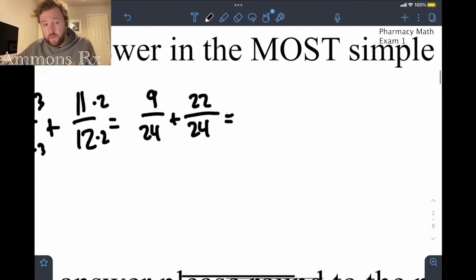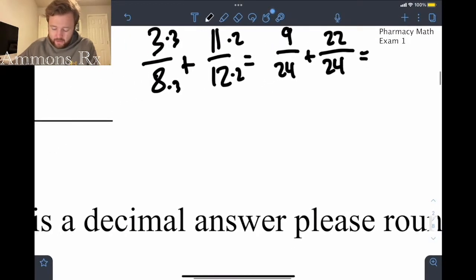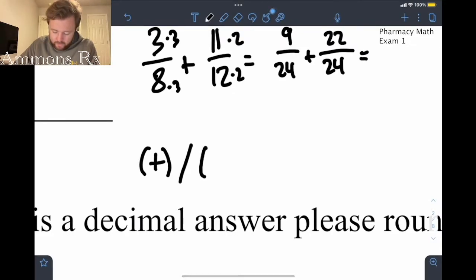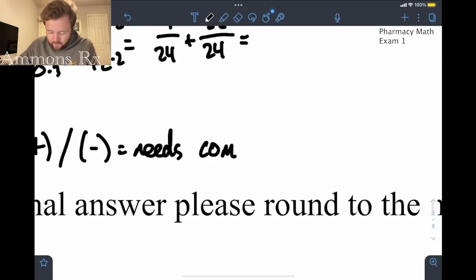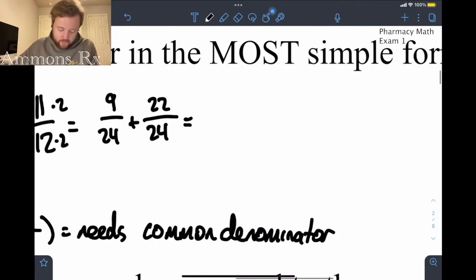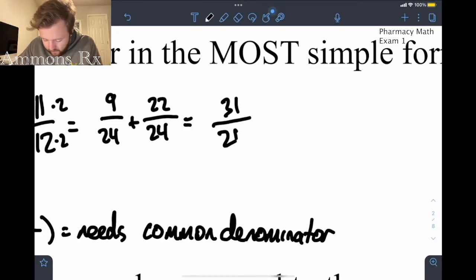Okay. So now what I've done is made a common denominator because adding and subtracting needs a common denominator. Plus or minus needs common denominator. Okay. So now that we have the bottom number the same, we can just add straight across on top. So that will be 9 plus 22, which is 31, over 24.